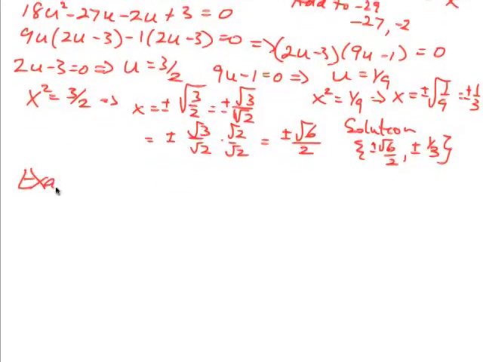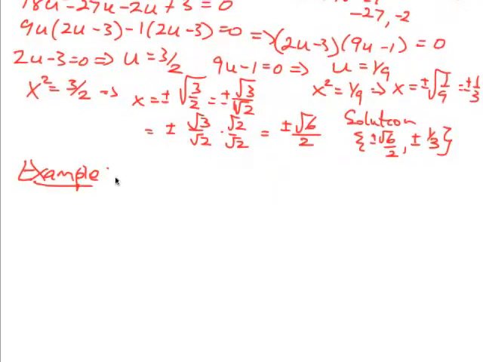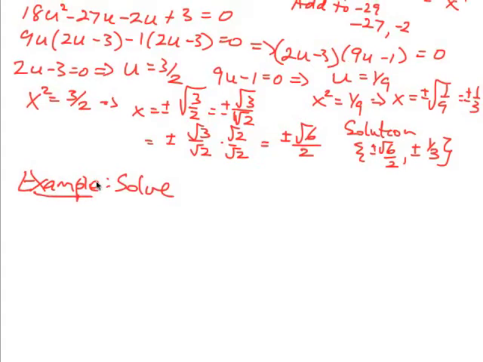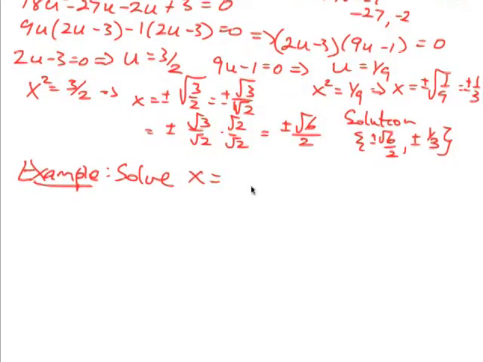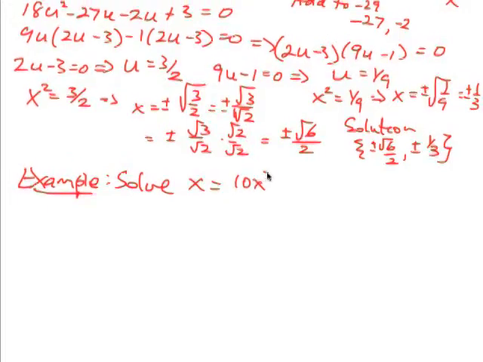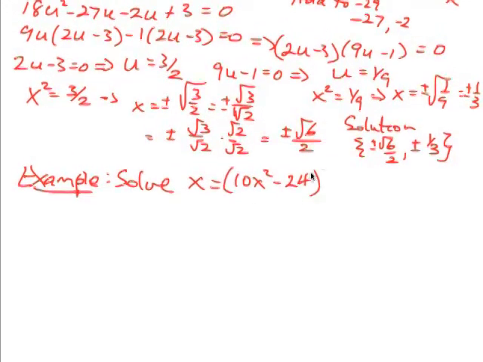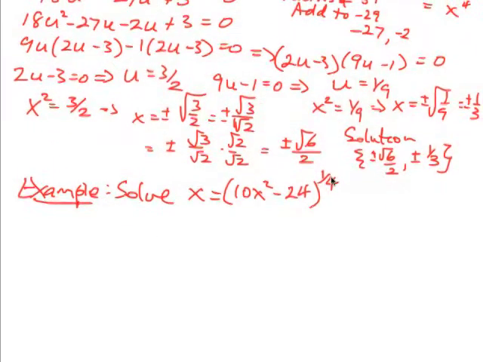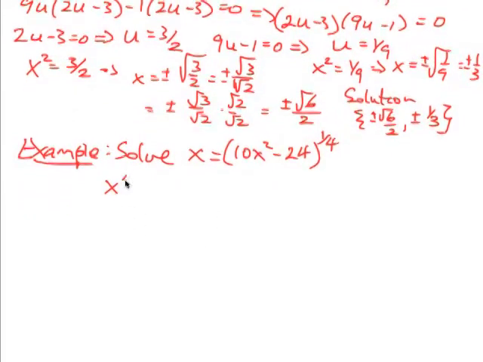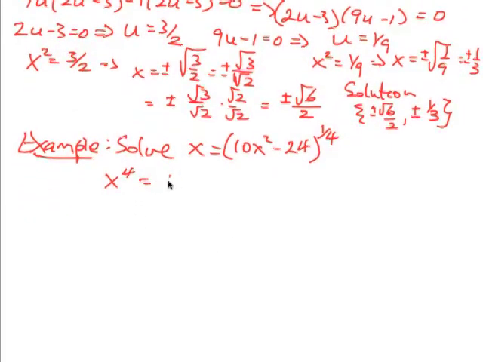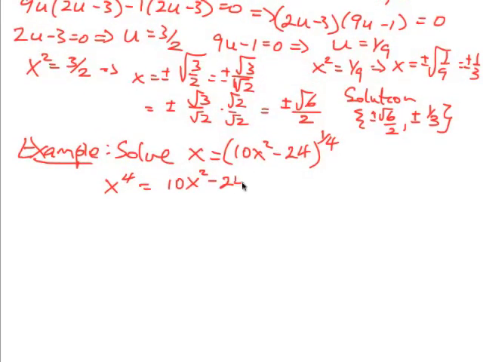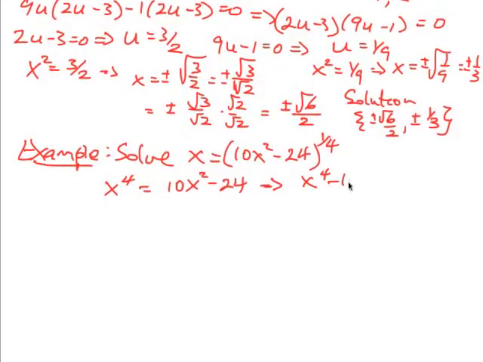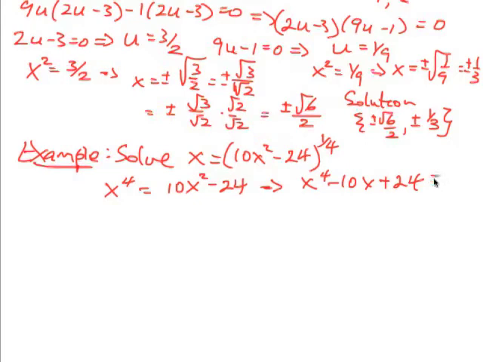Alright, let's look at another one. Let's suppose I want to solve x equals 10x squared minus 24 to the 1/4 power or exponent. Now, of course, the 1/4 exponent means this is the 4th root. To undo a 4th root, we'd take the 4th power of both sides. That would undo the right side, and we'd end up with this. So this implies that x to the 4 minus 10x plus 24 equals 0.